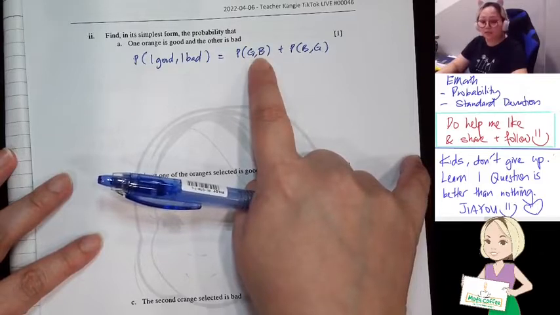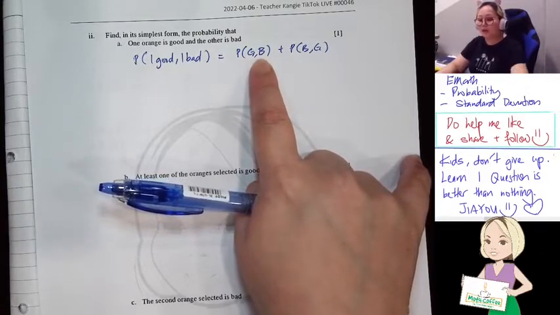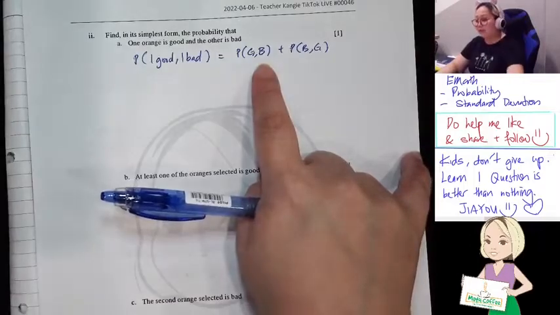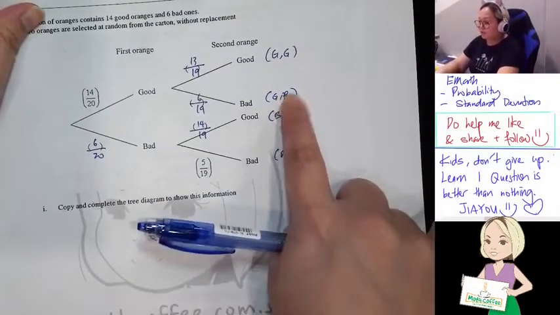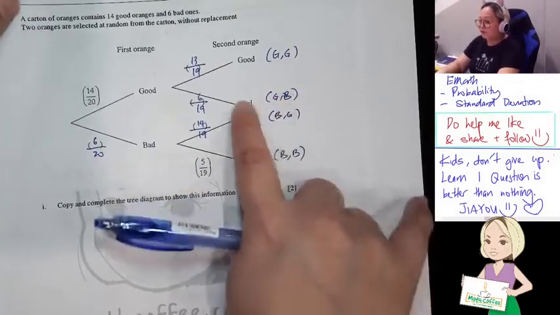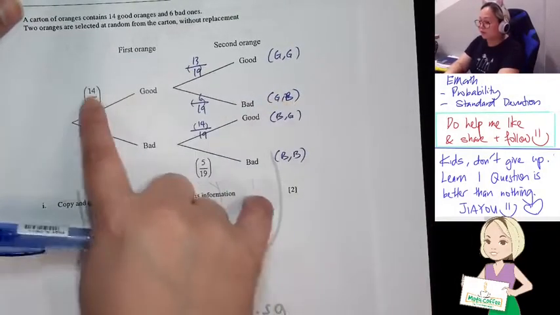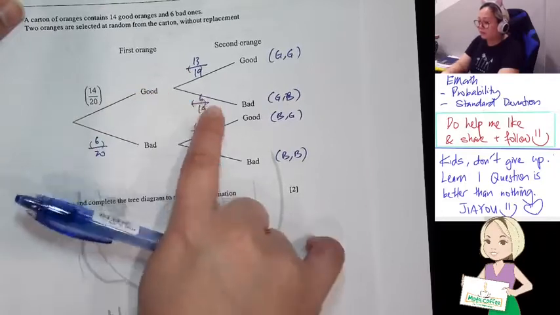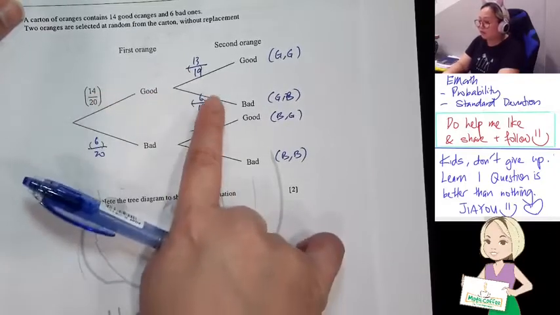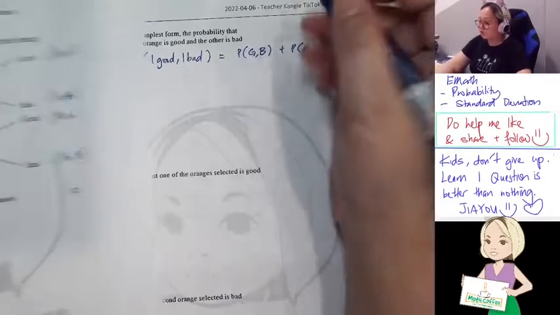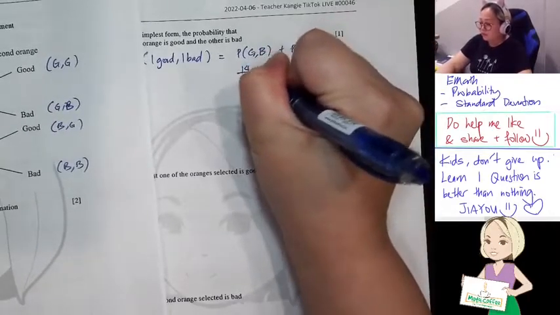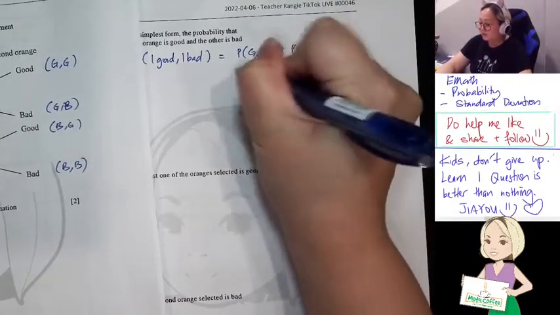So let's go back to just now the tree diagram, and let's take a look at GB. GB, here, this one. So you follow the branch. To come to this GB, it will be 14 out of 20 times 6 out of 19.